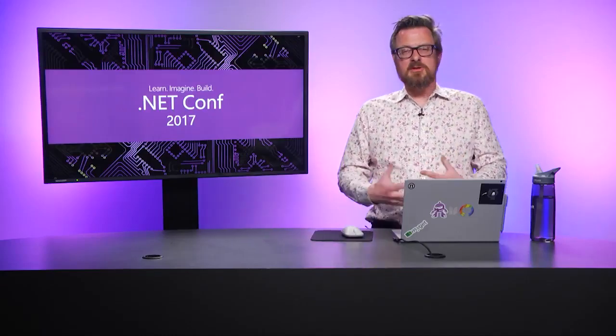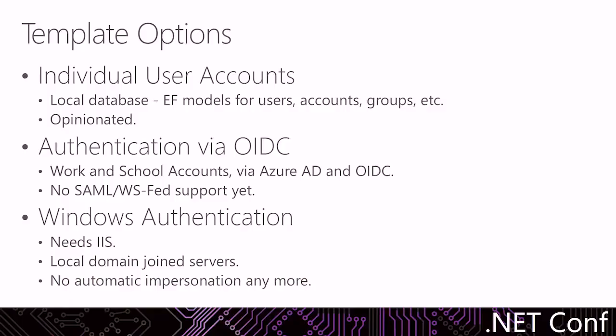So from template options, we have our individual user accounts. This has a local database. It uses EF for everything. It gives you models for your users, for your accounts, for groups, for roles. You can pick and choose what you want. You can edit the model so you can add more properties to your users.